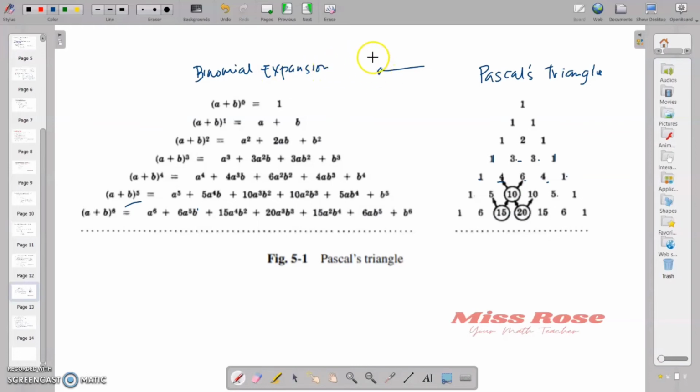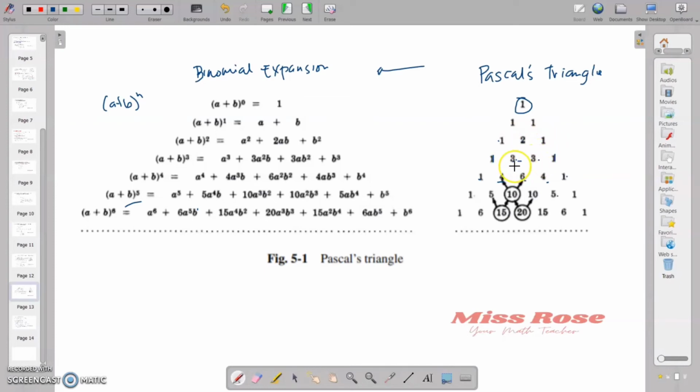So the expansion of (a plus b) to the n. The coefficients of the expansion may be obtained using Pascal's triangle. So, let's write this Pascal's triangle first. Write 1, then add both sides 1, then add. So 1 plus 1 is 2. Then add another 1 on both sides, and 1 plus 2 is 3.